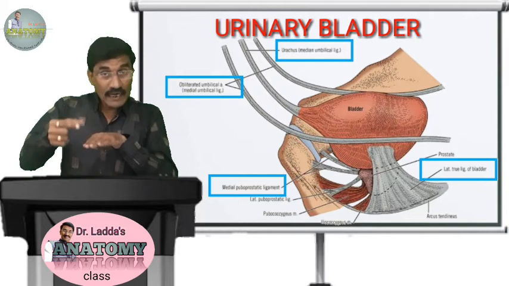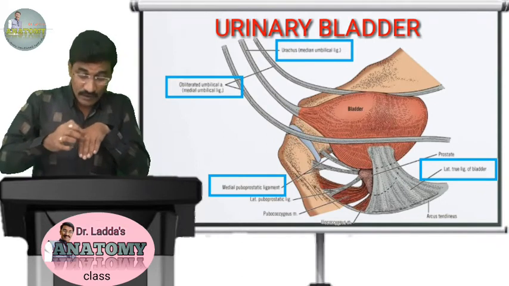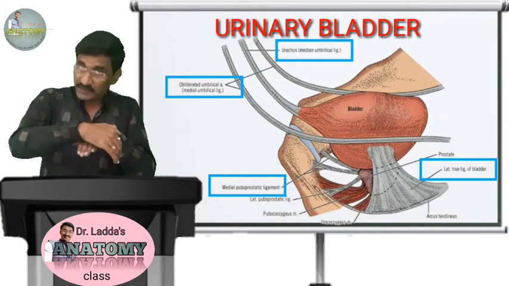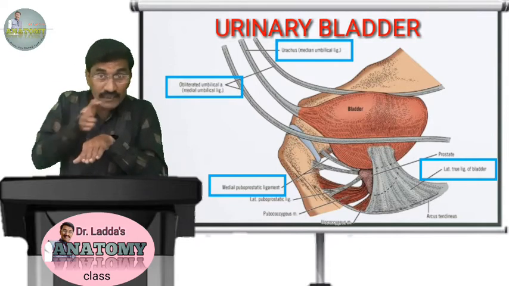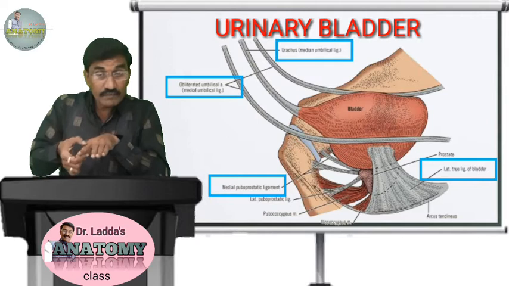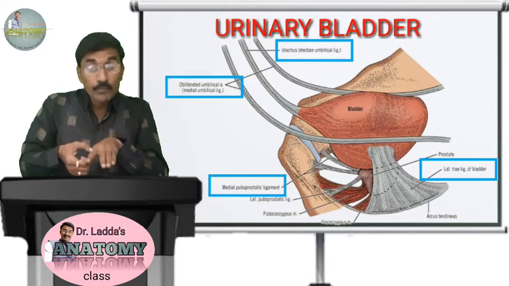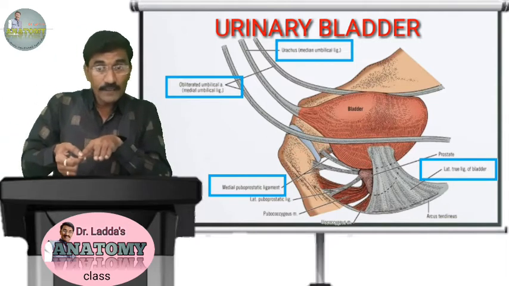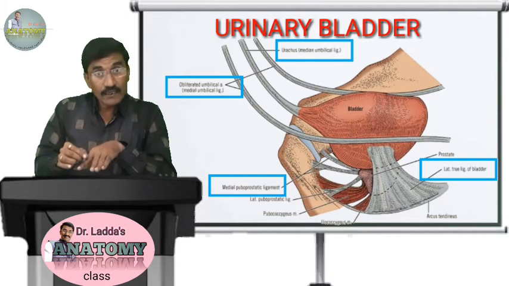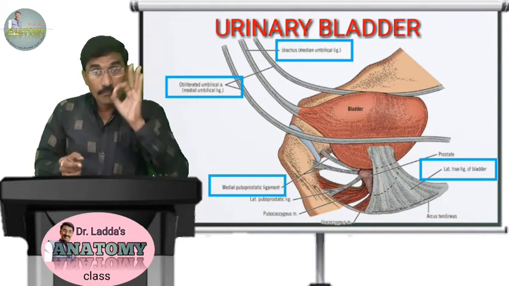Pubovesical. Lateral puboprostatic. Lateral means, suppose I am holding this. Now this is the median plane. The structure which is away from the median plane, that is lateral. We talked about lateral true ligaments. There are 2. Now this one is lateral pubovesical ligament in female, and lateral puboprostatic ligament in male.